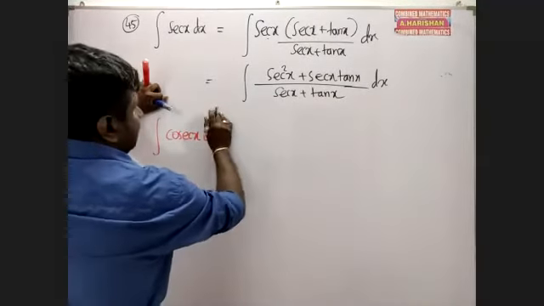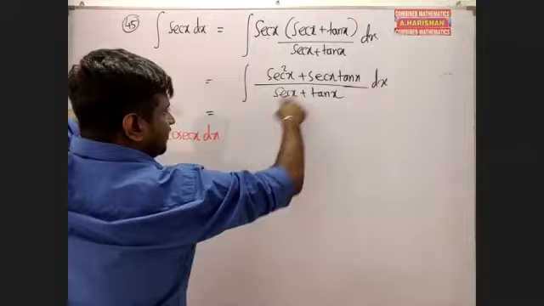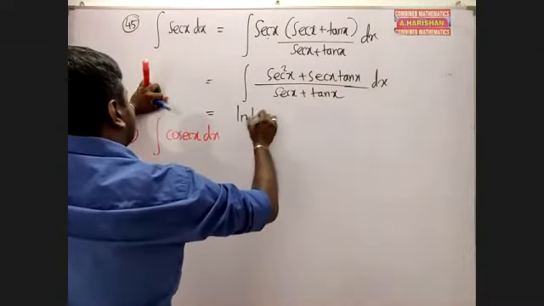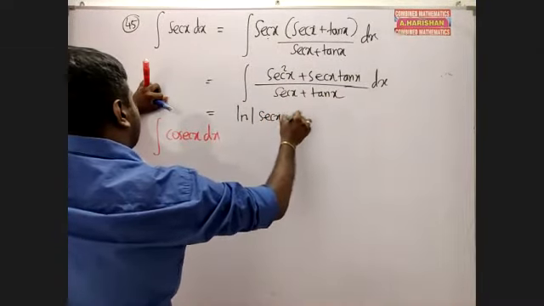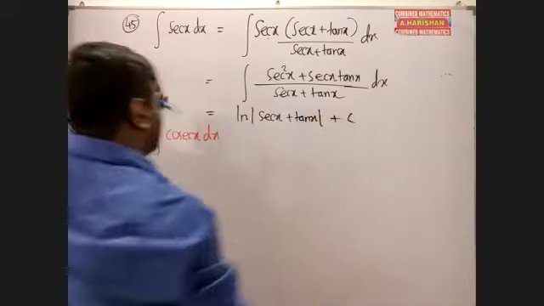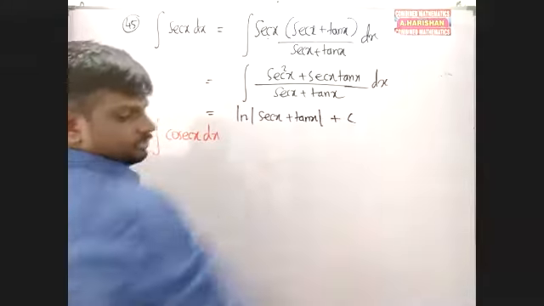Now tell me, what is the answer? The differentiation of sec x is sec x tan x. The differentiation of tan x is sec square x. So ln of sec x plus tan x plus c. That's it. Understood?